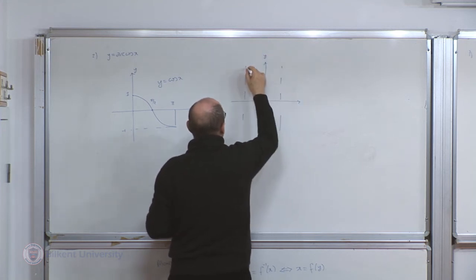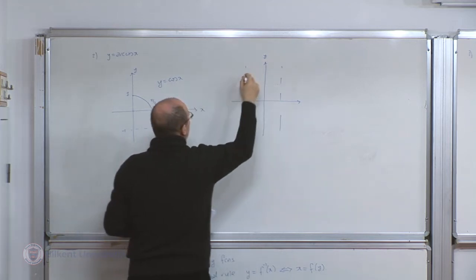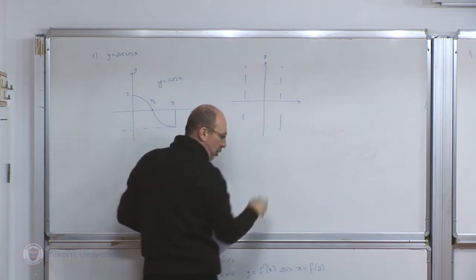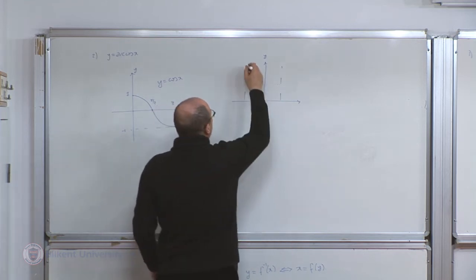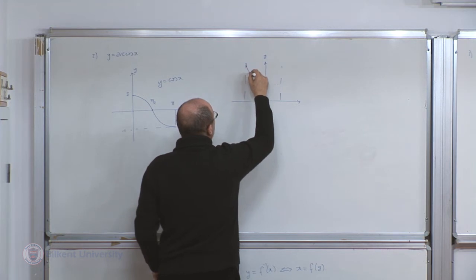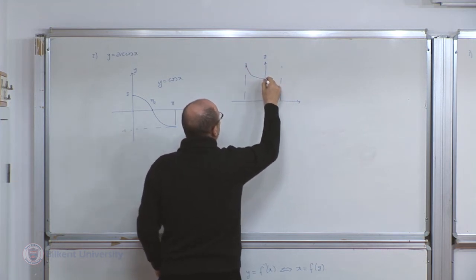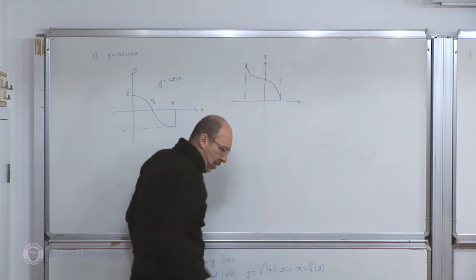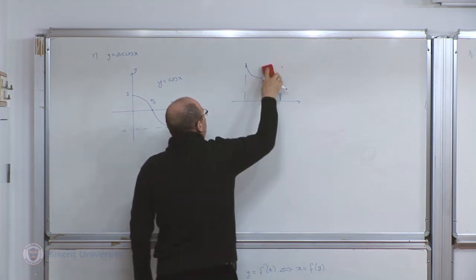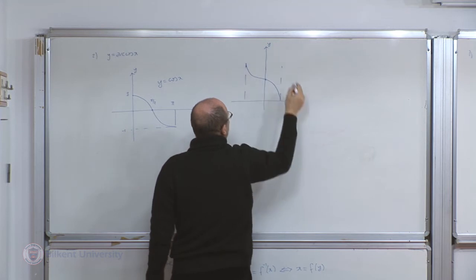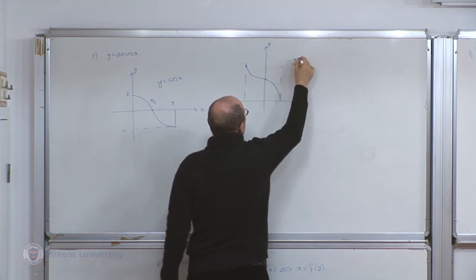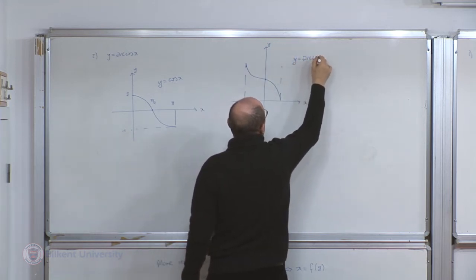So it will come, yes, it will come, it will cut this over here, and it will end up here. So I don't need this part much. Let me erase that. Okay, so it will be something like this. Okay, so this is y, this is x, this is y equals arc cosine x.